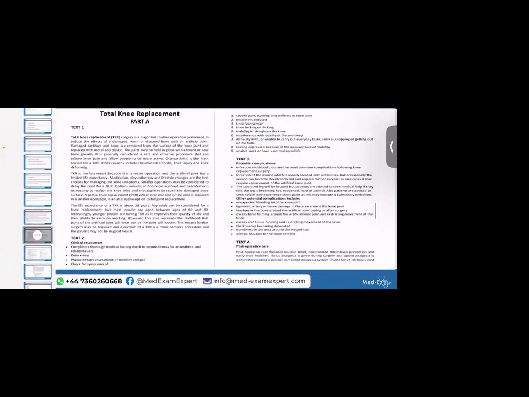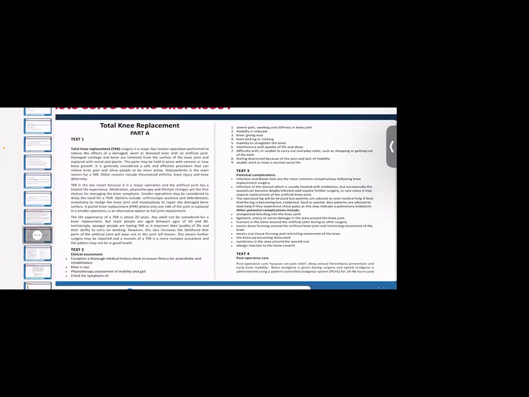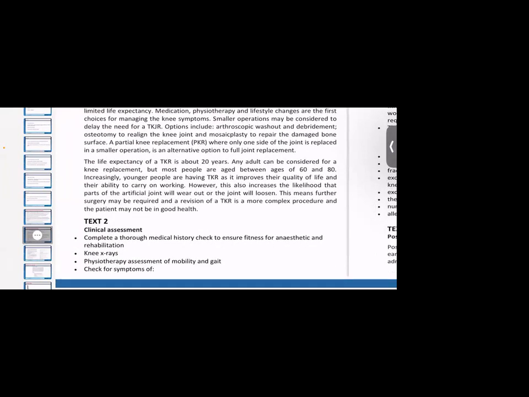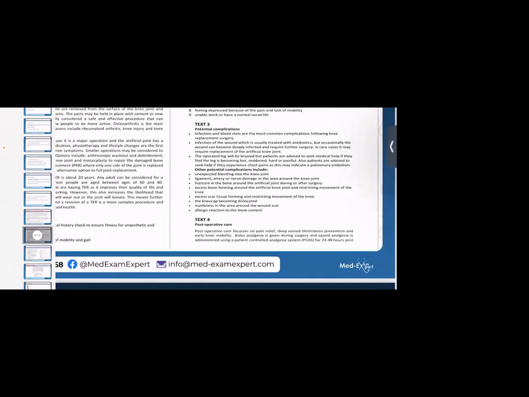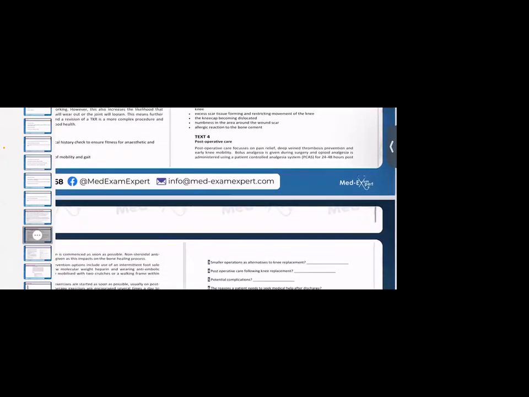Okay. So while solving these questions, you can easily see that for text 1, there is a heading, total knee replacement. For text 2, you can see clinical assessment. Text 3, you can see here potential complications. And for text 4, you can see post-op care. So you can get an idea from reading the question in which text my answer lies.